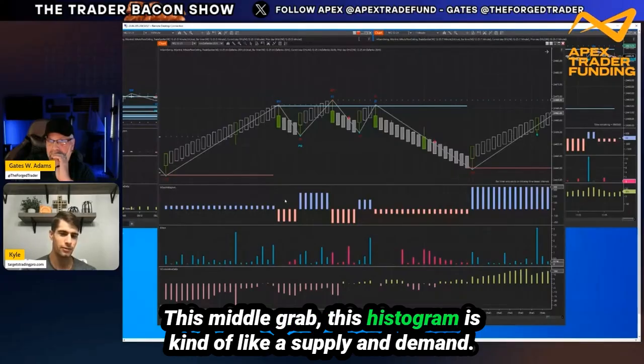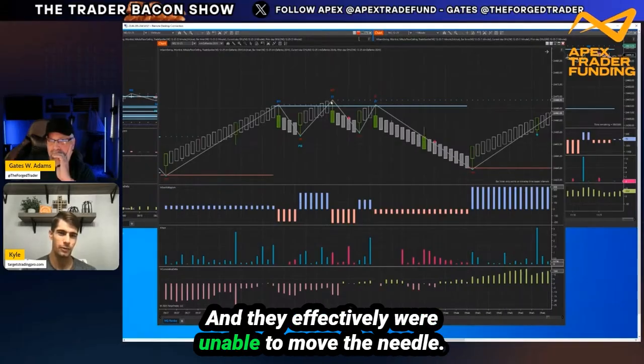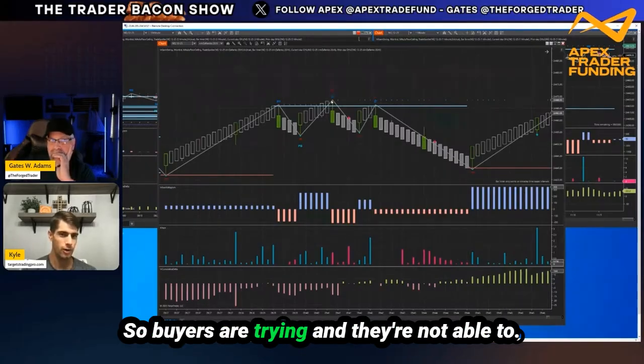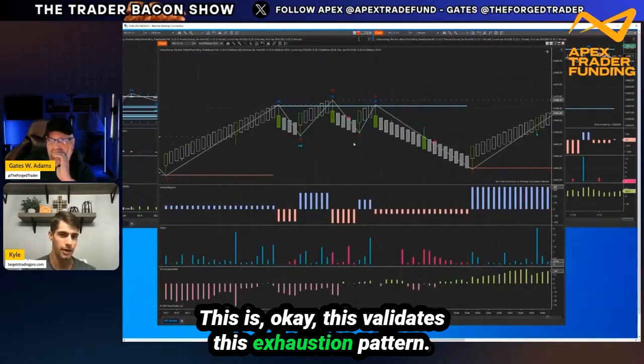This middle graph, this histogram, is kind of like supply and demand. I had a lot of demand coming into the market in this up wave compared to this up wave, and they effectively were unable to move the needle. So buyers are trying and they're not able to. That's a good reason; this validates the exhaustion pattern.